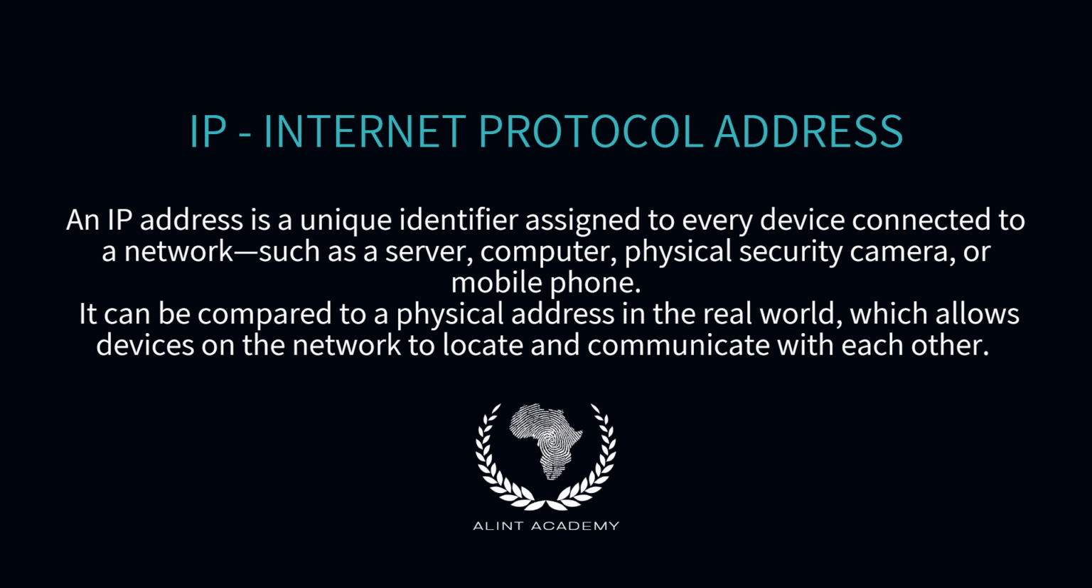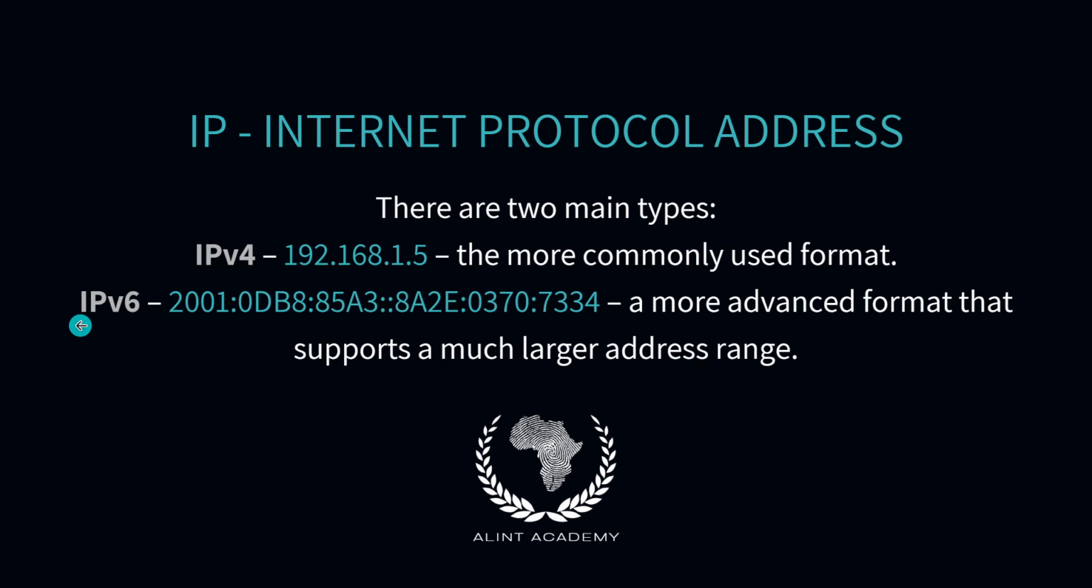There are two main types of IP addresses. The first is IPv4, which looks something like 192.168.1.5, and is still the most commonly used format today. The second is IPv6, which looks like 2001:0DB8:85A3:0000:0000:8A2E:0370:7334. This is a newer and more advanced format that supports a much larger address range.